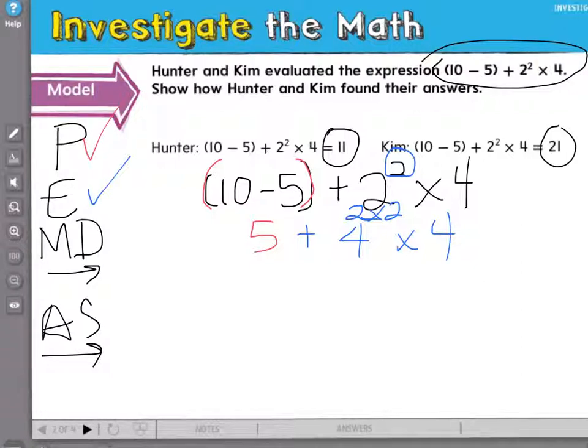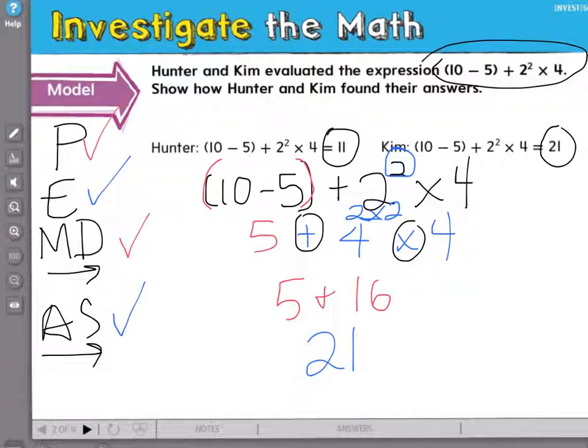My next step is multiplication and division. I see that I have 2 different operations. My order of operations tells me that I must multiply or divide first. That means I must solve the product of 4 times 4. And now I have completed the multiplication and division section, and I can move on to adding and subtracting. 5 plus 16 is 21, and I have completed my problem. I can see then that Kim had the correct answer because she followed the order of operations.